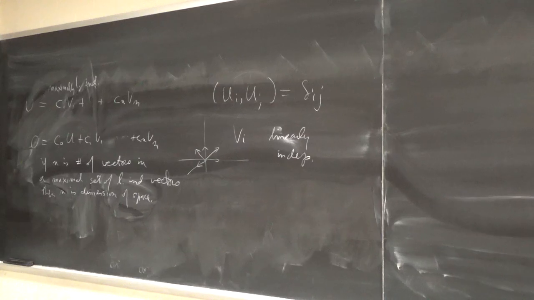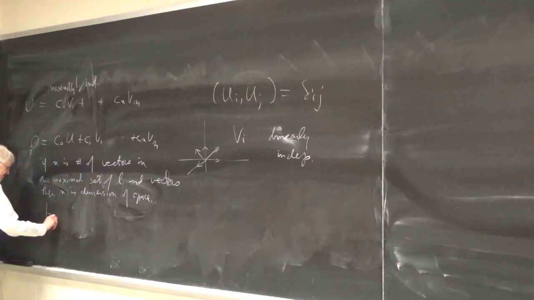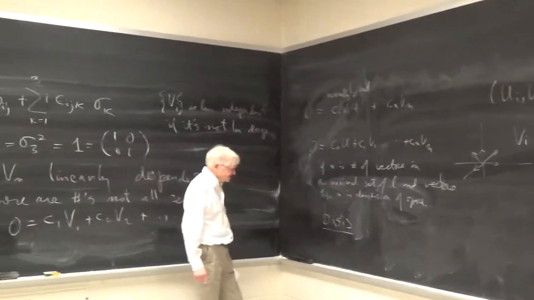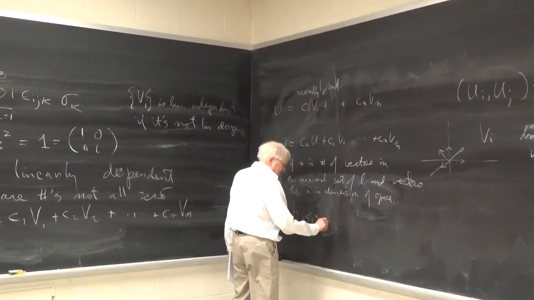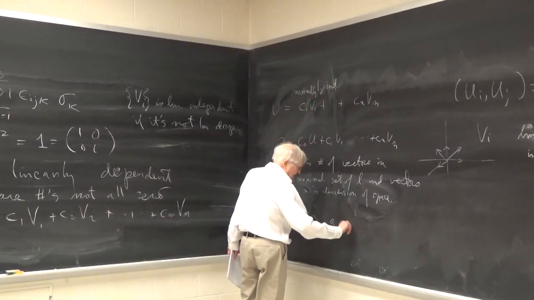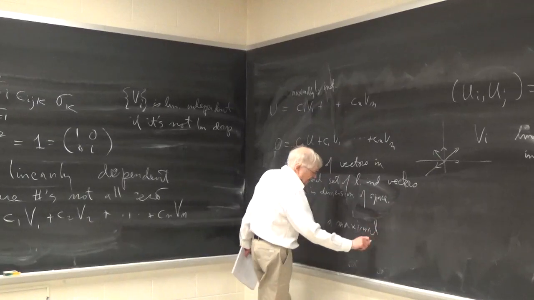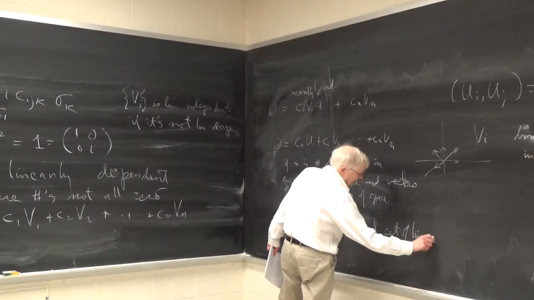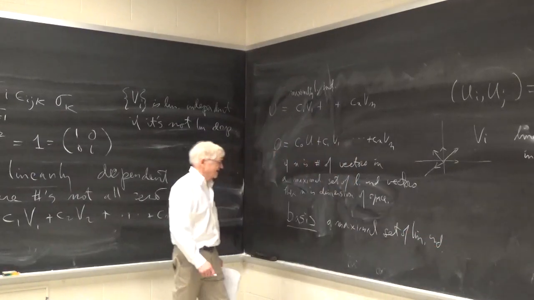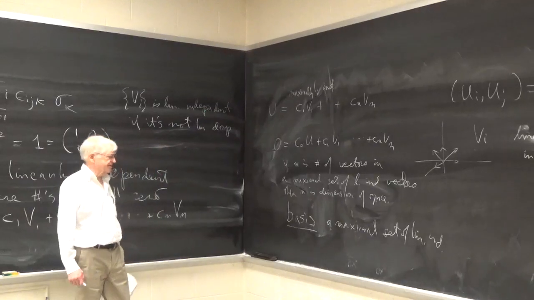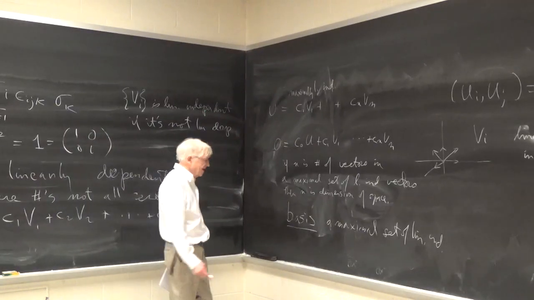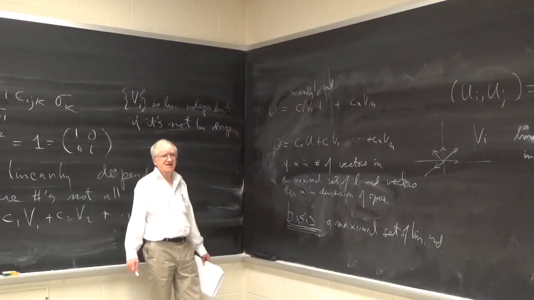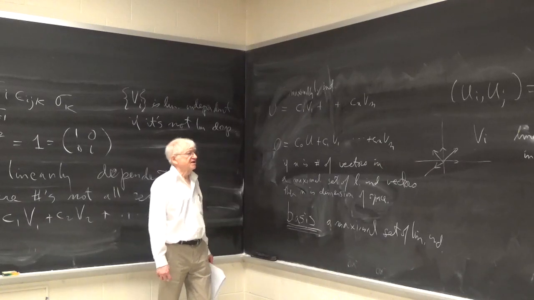Since I'm not reading this, let me just emphasize what the word basis means. A basis for a vector space is a maximal set of linearly independent vectors in the vector space. So it's a complete set of vectors in the vector space. That's another, shorter meaning of the word basis.